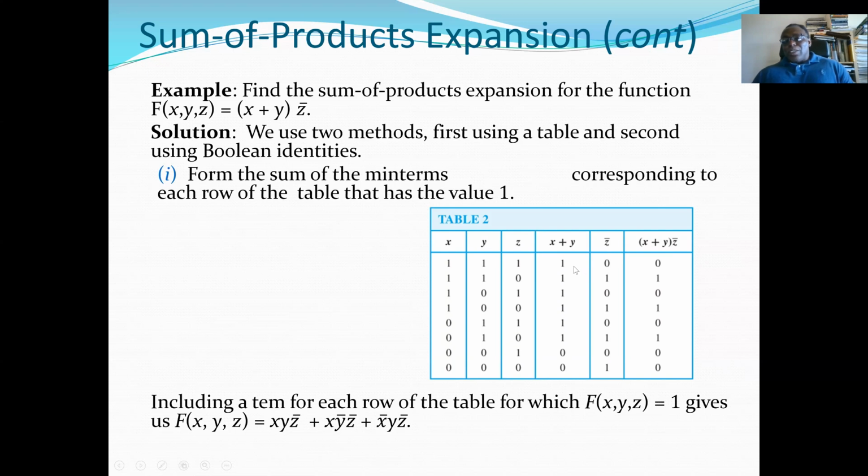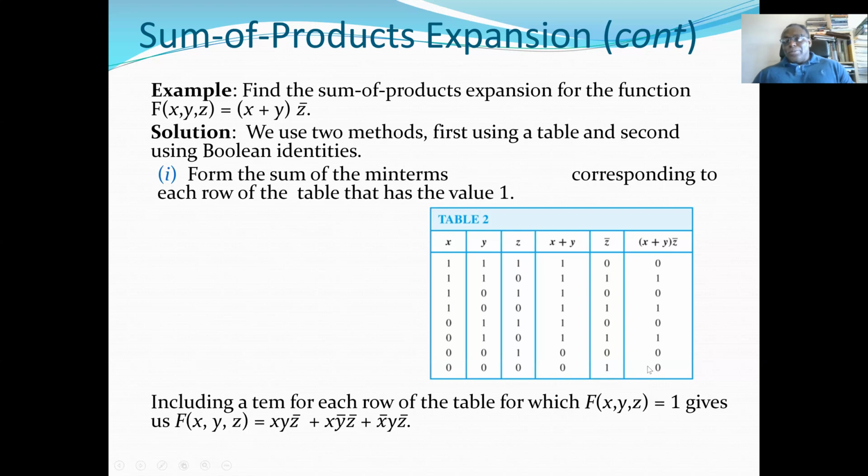And anywhere I see 0, 0 or 1, 0, the answer is 0. We only get 1 when both of the terms are 1. So 1 times 0 is 0. 1 times 1 is 1. 1 times 0 is 0. 1 times 1 is 1. 1 times 0 is 0. 1 times 1 is 1. 0 times 0 is 0. 0 times 1 is 0.